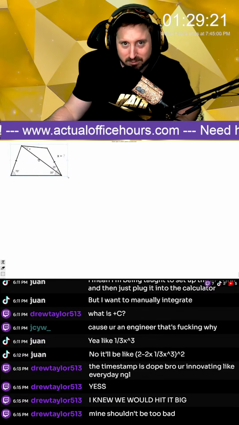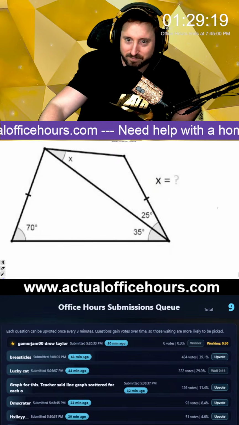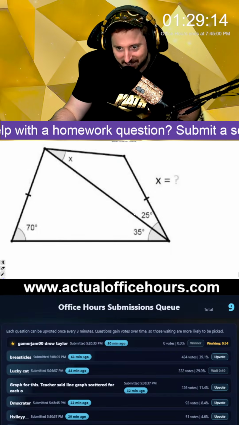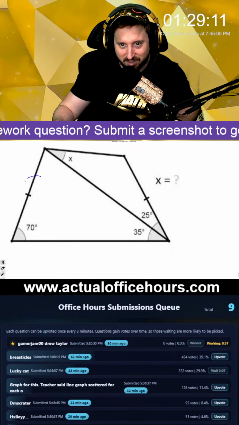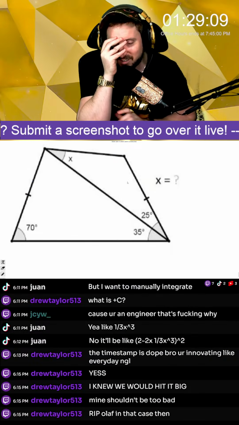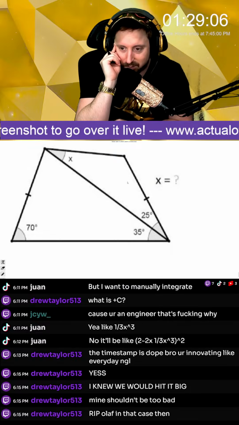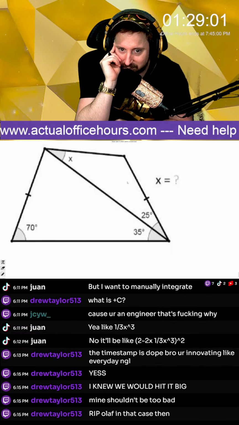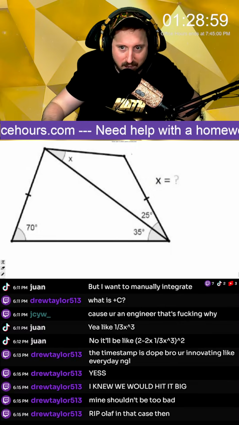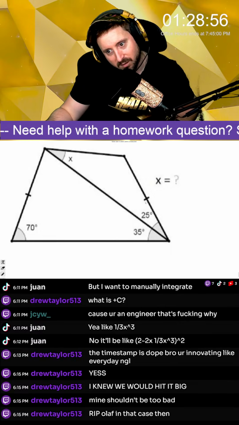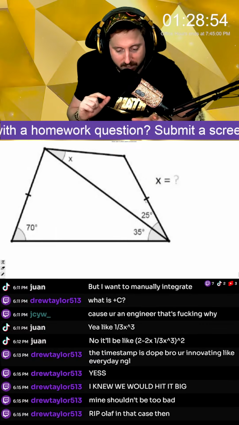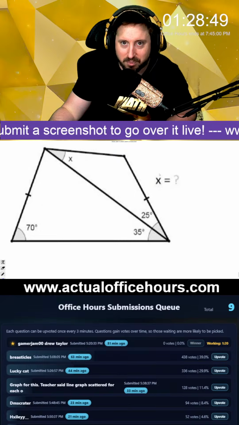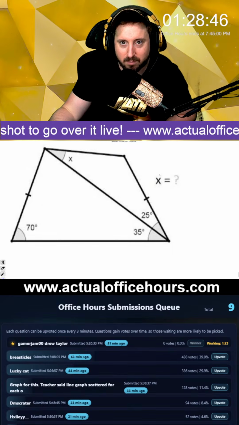Okay, here we go. Figure out x. X is the angle. This is symmetric to this. Oh, geometry. I know there are rules in different shapes where the opposite angles add up to something. That third angle is 180 minus 70 minus 35.